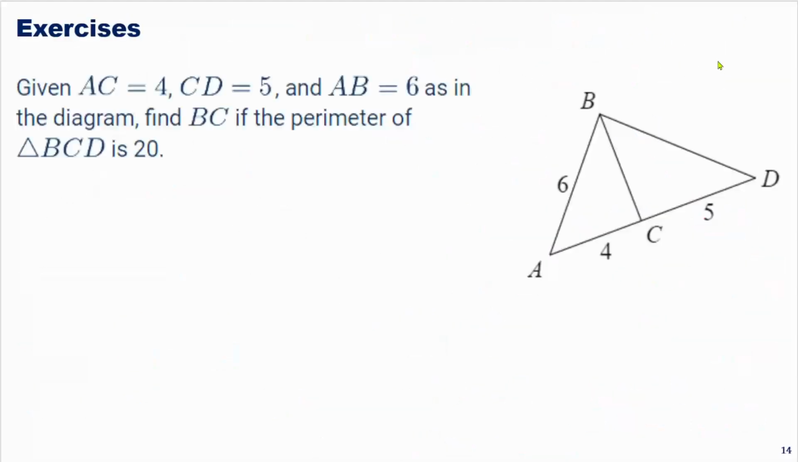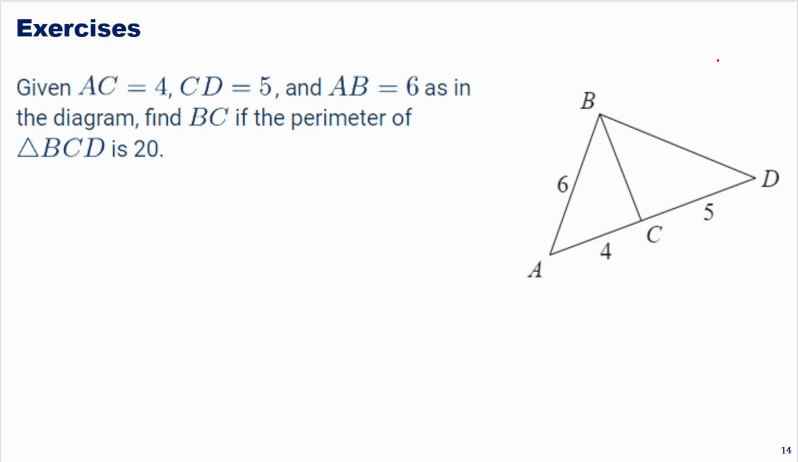If no questions, let's do a quick exercise like this. Given AC equals 4, CD equals 5, AB equals 6, can you find BC if the perimeter of BCD is 20? Okay, I'll give you some hints.